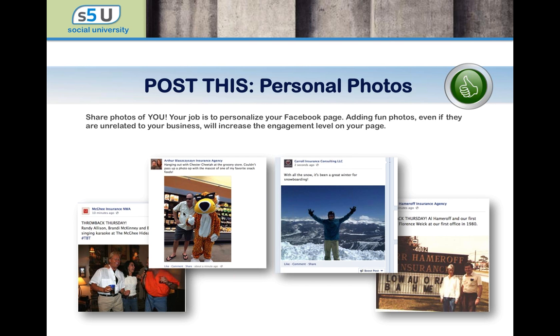But it can be anything. It can be photos of you out snowmobiling, or this one down here is a Throwback Thursday post of when they first started their insurance agency, or it can be just when you're having a party. I mean, all of those things. It doesn't matter what the photo is. Well, it needs to be decent, of course, but personal photos will gain you more engagement than anything else.